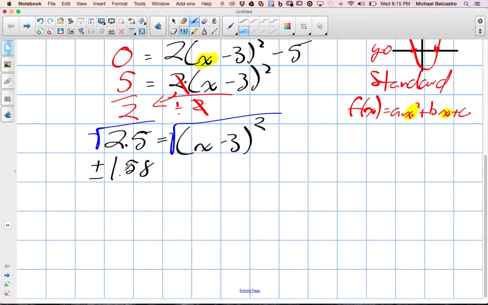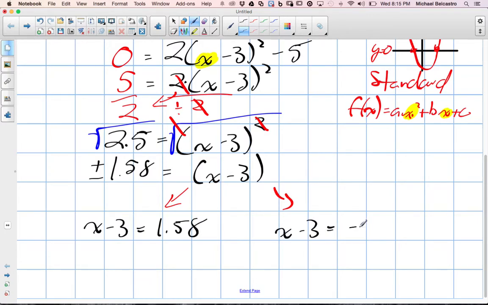We have positive and negative 1.58, and on this side, the square root and the power of 2 essentially create a power of 1, which really doesn't do anything, sometimes they call that canceling out. So you're left with x minus 3. We have a positive and a negative of 1.58, which means we have 2 answers from here. Just like when we use the quadratic formula or factor, we're going to end up with 2 answers. So we have x minus 3 equals positive 1.58, and x minus 3 equals negative 1.58.